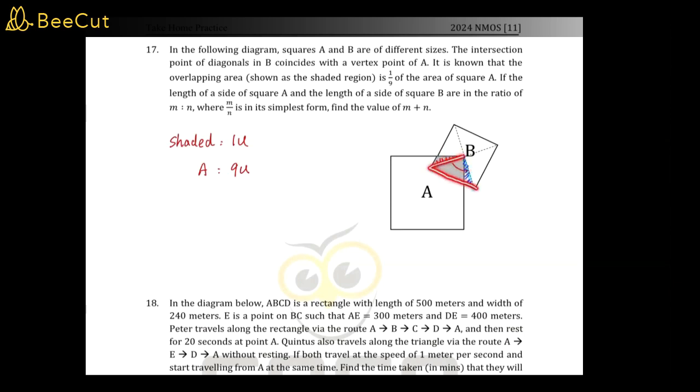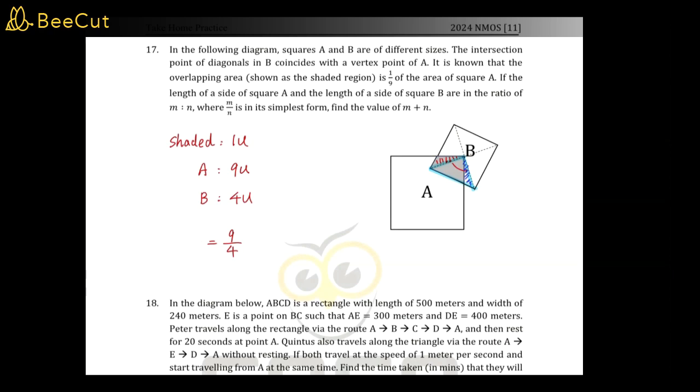Now this one equals the shaded area. Because these are the diagonals of the square, this is cut into 4 equal parts. Each of them is 1U. So the small square is 4 units. So the area ratio, M/N, is 9/4. Sorry, M/N is the side ratio. So the area ratio is 9/4.